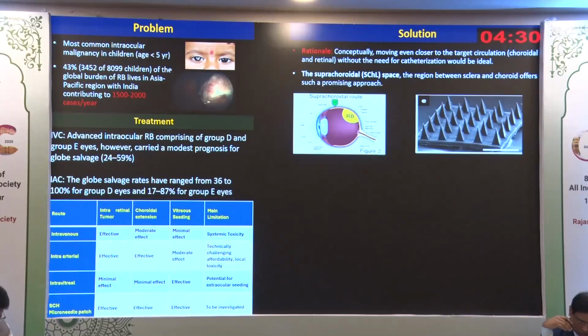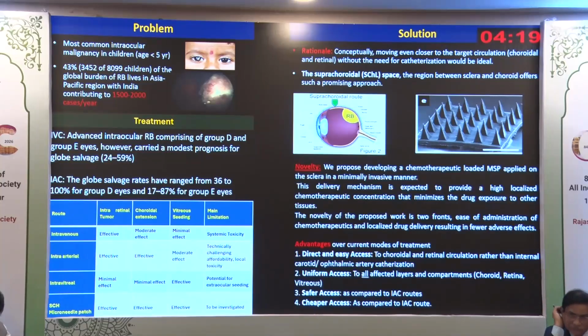With that understanding, we wanted to look at a different route for delivering this drug closer to the target area, that is the retina, from where the tumor arises. One such space is the suprachoroidal space, which is a potential space between sclera and choroid, and it offers a promising approach. So we wanted to deliver this chemotherapeutic loaded microneedle scleral patch onto the sclera in a minimally invasive manner. The advantages this patch delivery will have over the current standard form of treatment: it will have direct and easy access to the choroid and the retinal circulation. It will have uniform access to all the affected layers and compartments, and obviously it will be safer and cheaper as compared to the intra-arterial route.